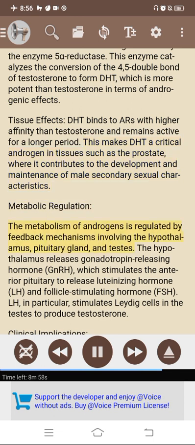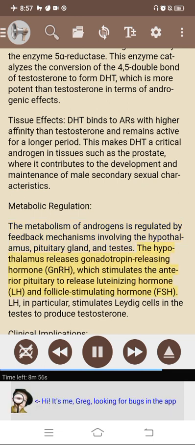Metabolic regulation. The metabolism of androgens is regulated by feedback mechanisms involving the hypothalamus, pituitary gland, and testes. The hypothalamus releases gonadotropin-releasing hormone (GnRH), which stimulates the anterior pituitary to release luteinizing hormone (LH) and follicle-stimulating hormone (FSH). LH, in particular, stimulates Leydig cells in the testes to produce testosterone.